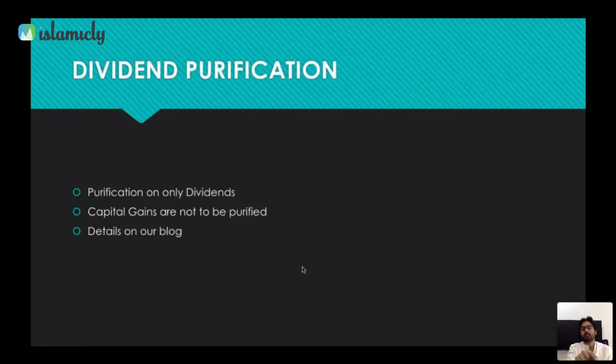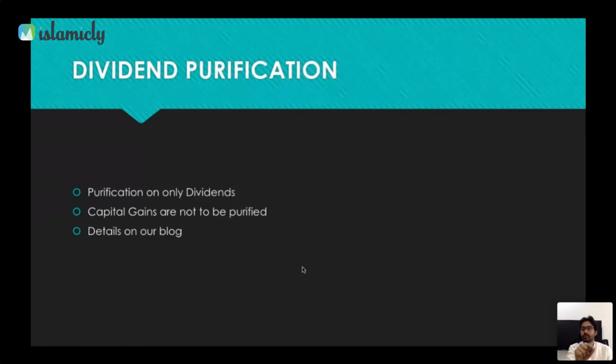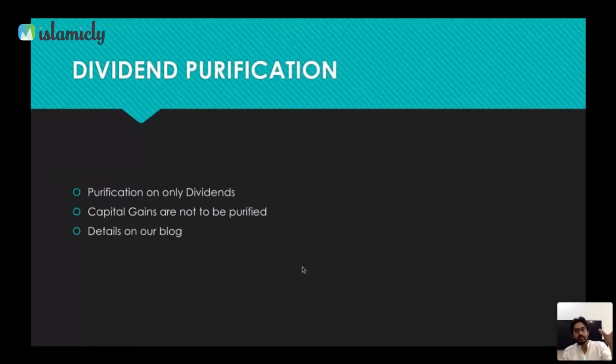That is the dividend purification number or the ratio. Apply that and purify it. Hence, the trading gains become halal. The dividends that you receive also become halal because the component of impure income is what you have been able to remove. It's pretty simple. The details are there on that blog.